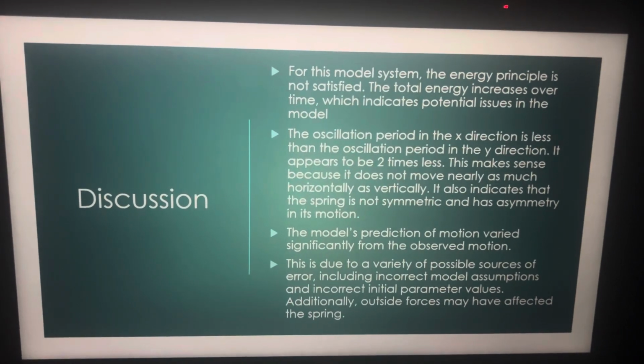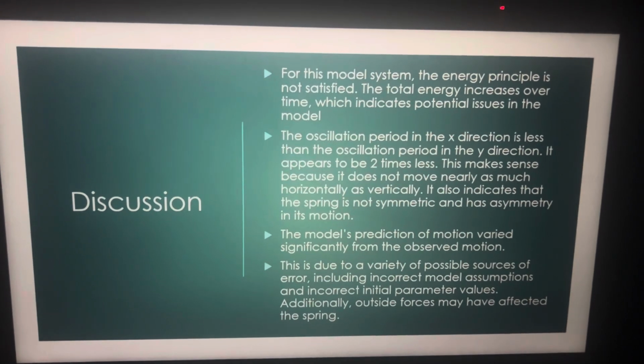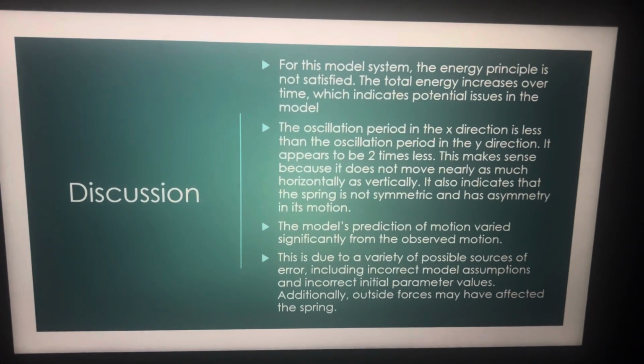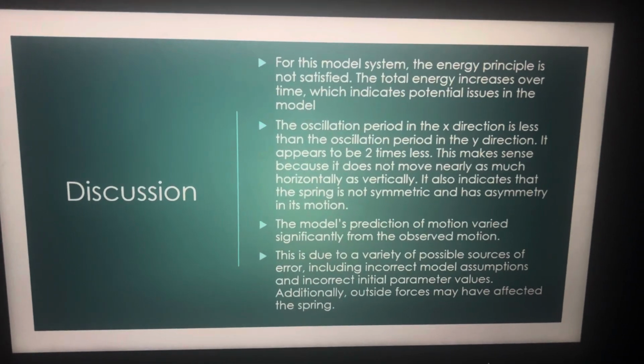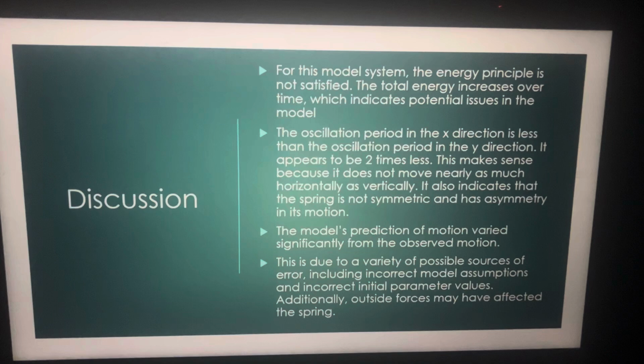The oscillation period in the x direction is less than the oscillation period in the y direction, and it appears to be about 2 times less. This makes sense because it does not move nearly as much horizontally as vertically in the video. It also indicates that the spring is not symmetric and has some asymmetry in its motion.